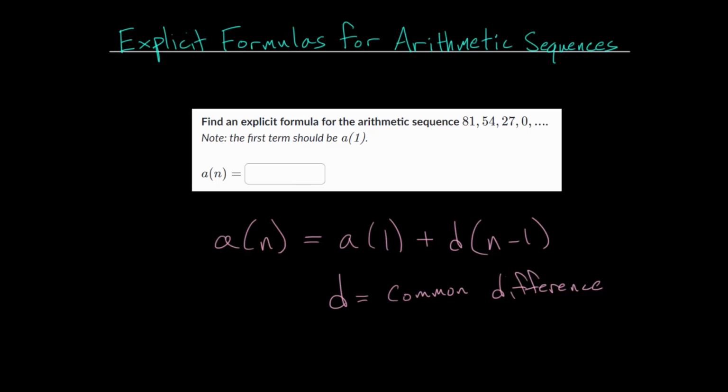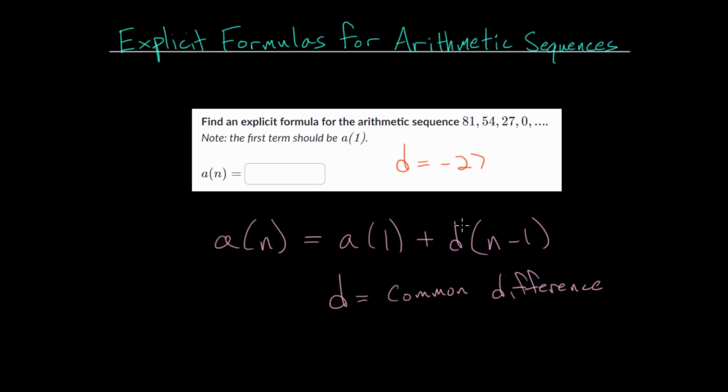And in this case, it looks like our common difference, which we call d here, we are subtracting the same number every time. Namely, we're subtracting 27. You can see that most clearly going from 27 to 0. So our common difference is negative 27, or subtract 27. So to find the fourth term, you start at 81 and then subtract 27 3 times.